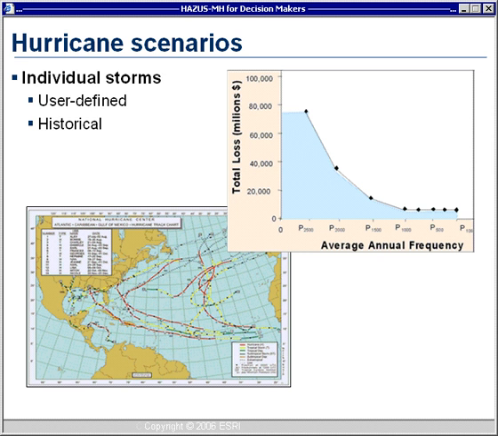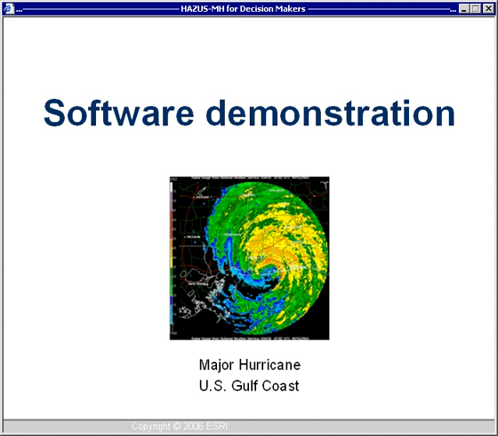In addition to modeling individual storms, we can also do what is termed a probabilistic analysis. This looks at the statistical likelihood of a hurricane of a specific size occurring within the area that you've defined, and it then looks, of course, at what kind of losses that you might expect from that type of event. Now let's go ahead and take a look at a specific example.